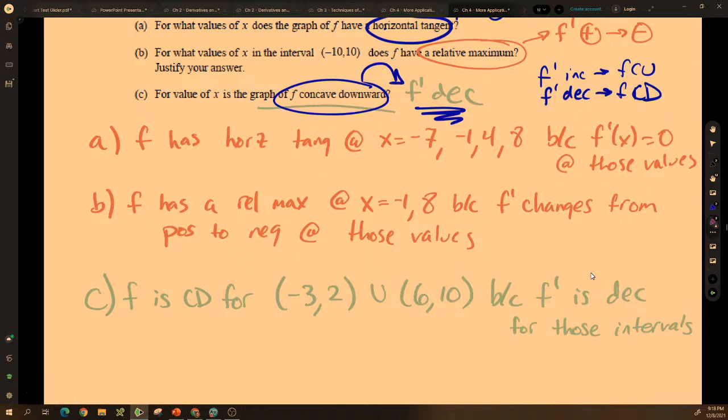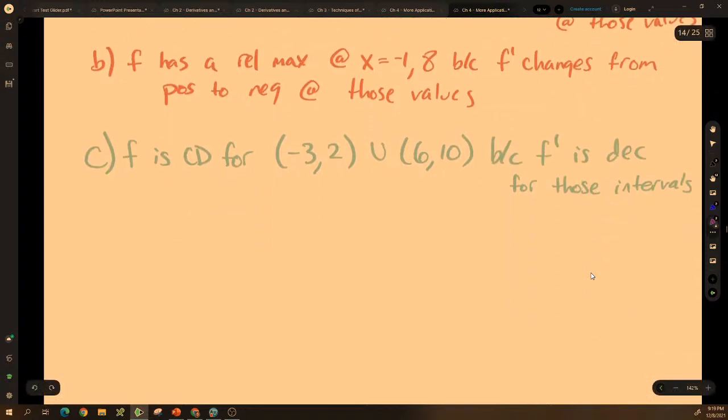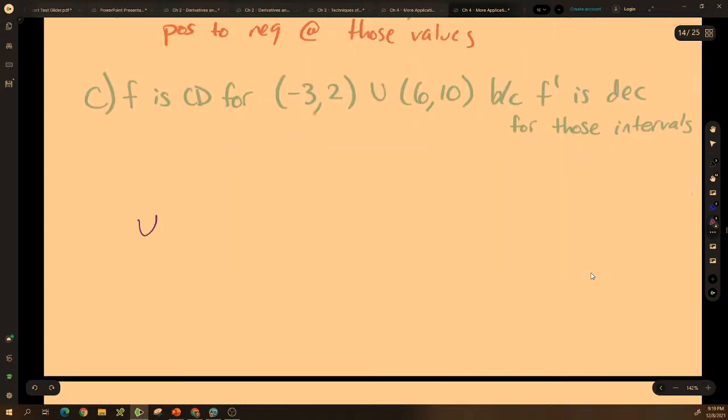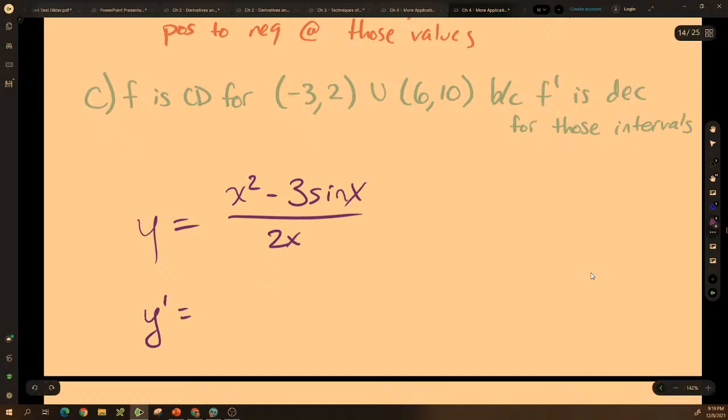Yeah, Jimena, you can never, ever use L'Hopital's except with limits. Anytime I have, say, y equals whatever it is, let's make something up, like x squared minus 3 sine of x divided by 2x, if I want to find this derivative, we have to do quotient rule. In order to find a derivative, we have to do quotient rule, because quotient rule is what the derivative is.